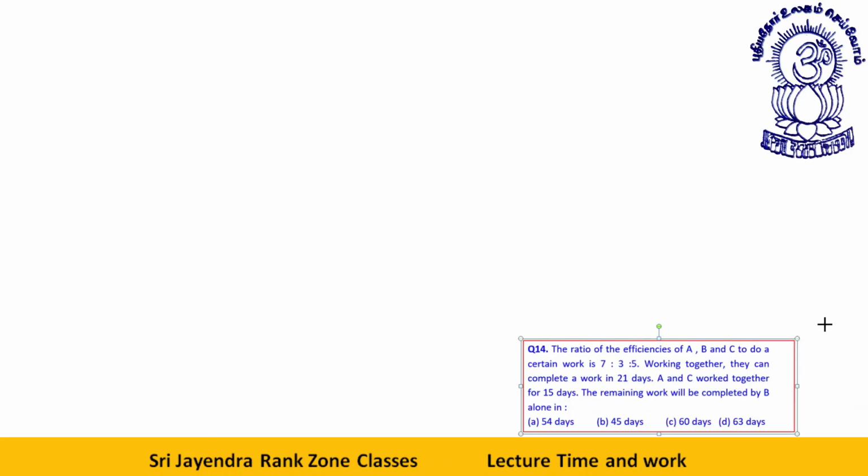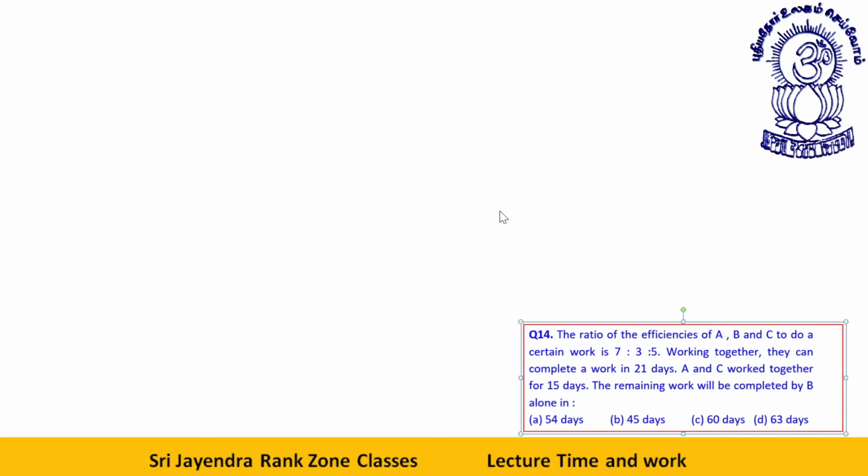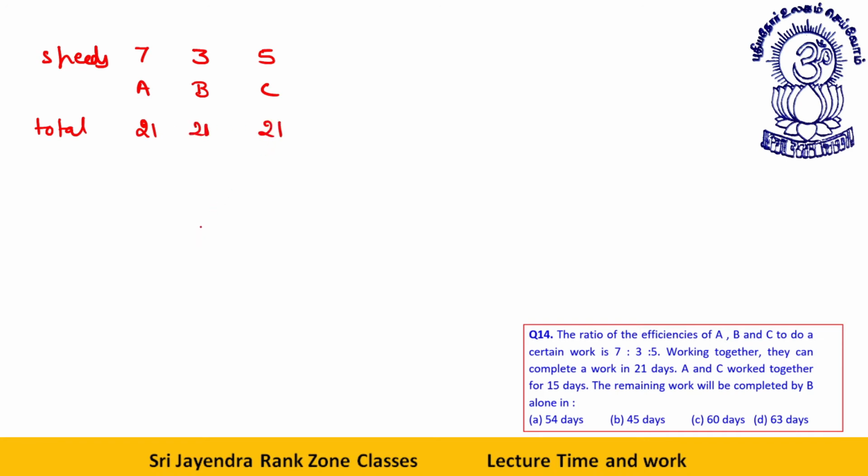One more question similar to the previous ones. I'm just writing the basic information. A, B, C speeds 7, 3, 5. Total work is 21 days, 21 days, 21 days.